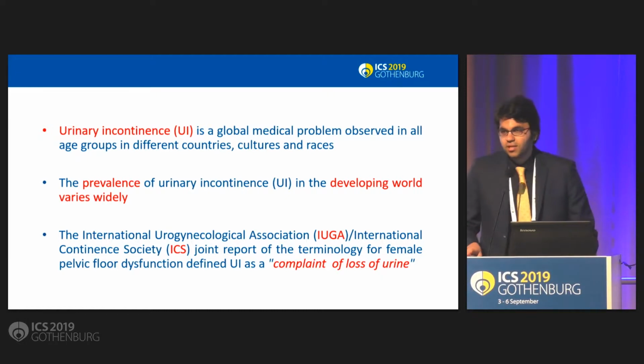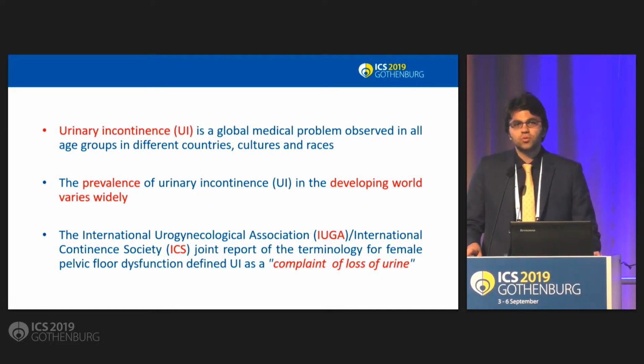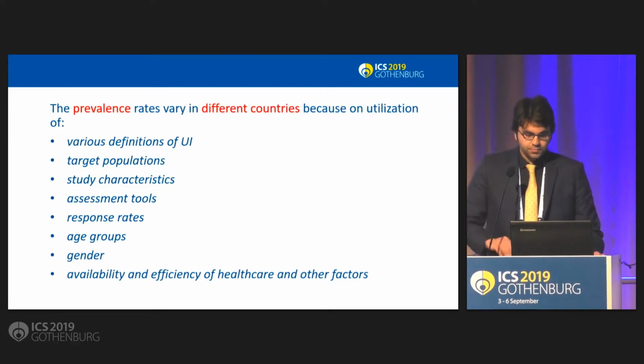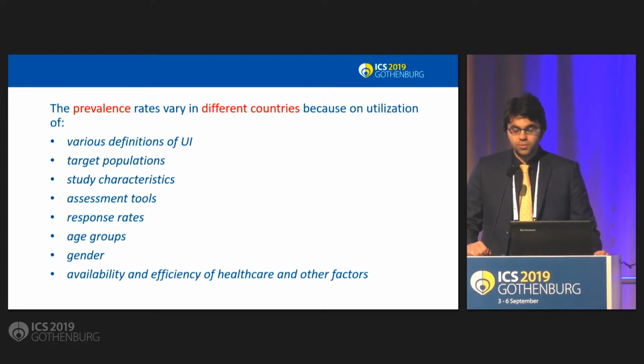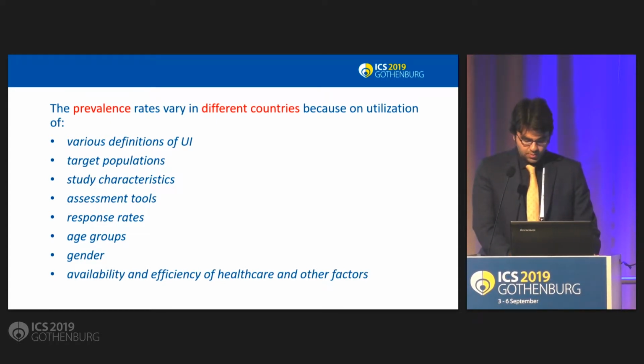So the ICS and IUGA joint report on terminology of pelvic floor dysfunctions defines UI as complaint of loss of urine. As I mentioned, the prevalence rate varies in different countries. Some of the major things that are responsible for this issue are the various definitions, the target populations, study characteristics, assessment tools, response rates, age groups, gender, and the health systems that influence the patients.